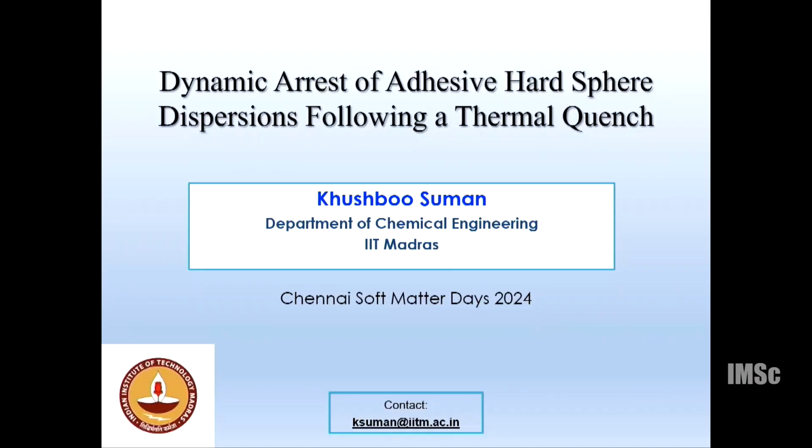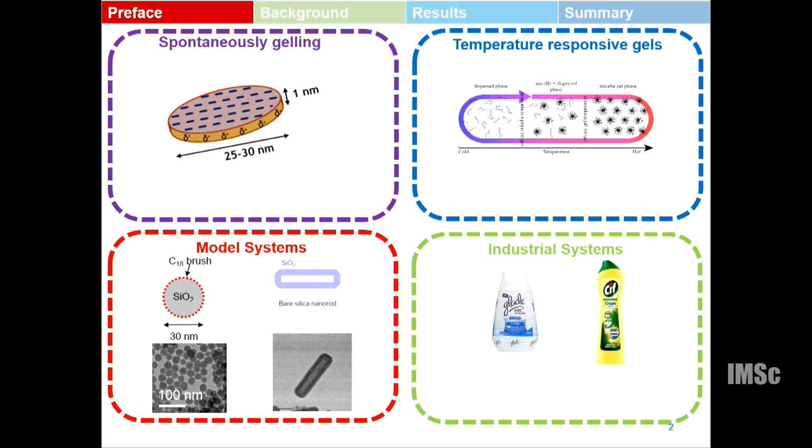So today I'm going to talk about my work on dynamic arrest of adhesive hard spheres following a thermal quench. Before diving into the topic, I'll give a brief overview of what I have been doing. I can broadly categorize my work over the past few years into four categories. I've worked mostly on gel-like systems. These gel systems can gel in response to time or temperature. Systems which gel with respect to time are called spontaneously gelling systems. With respect to temperature, we call them thermoresponsive gel systems.